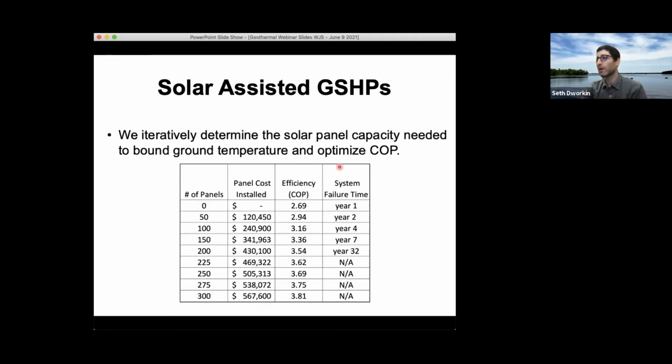When we determined the amount of solar panels needed, we looked at optimizing efficiency, optimizing cost, and so on. And so we were able to calculate this table using our simulation approach. So with no panels, we had system failure after year 1, with 50 panels after year 2, and so on, until we hit about 225 panels, where that balanced out the ground temperature curve and made it such that the system would maintain its high efficiency indefinitely.